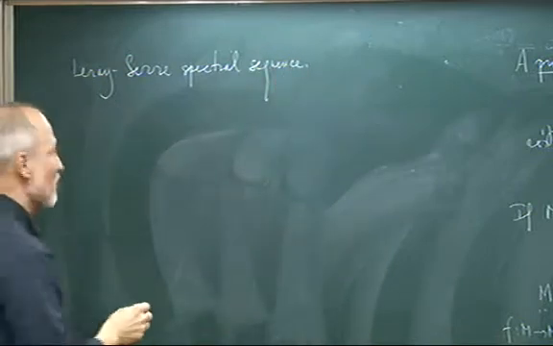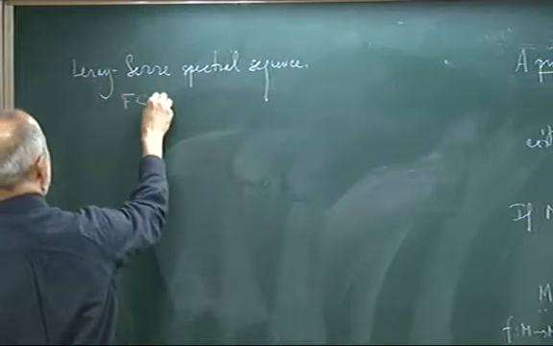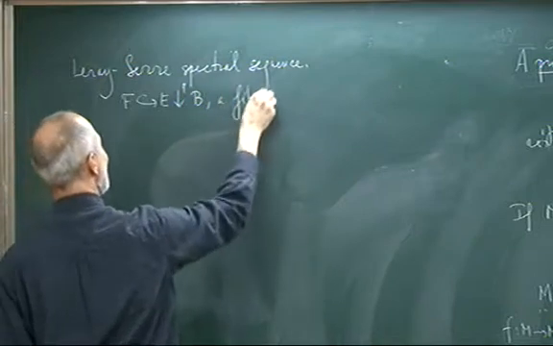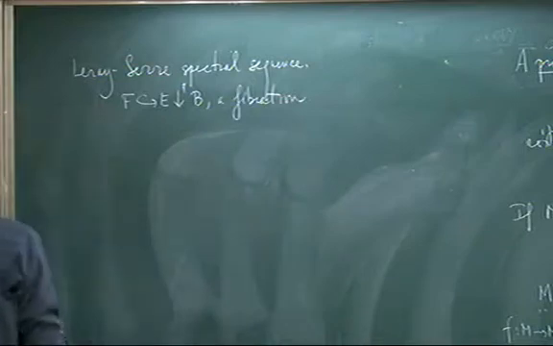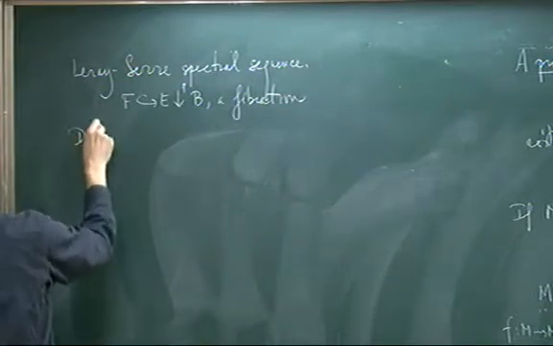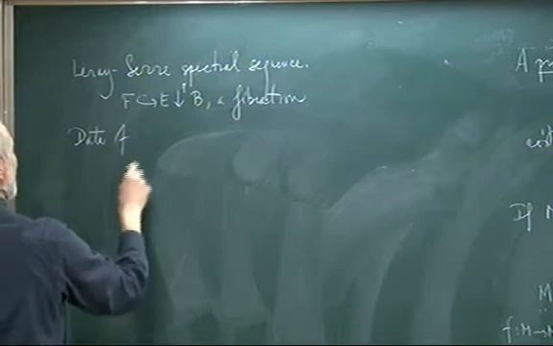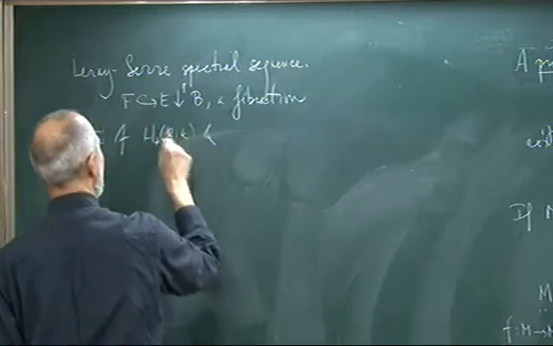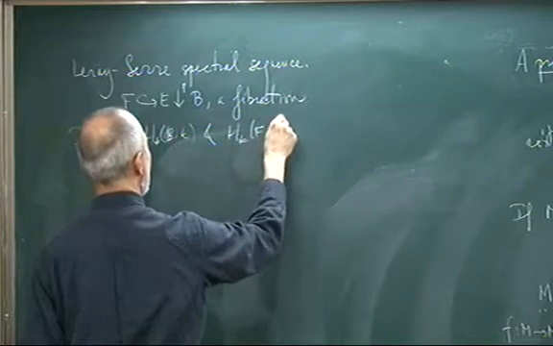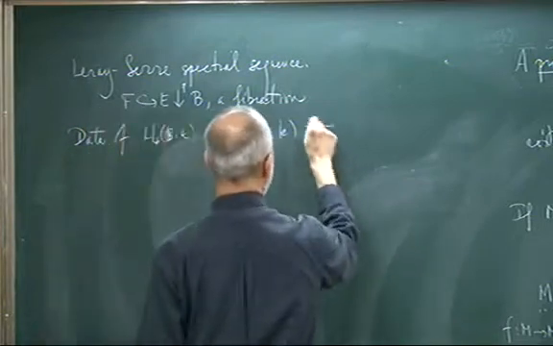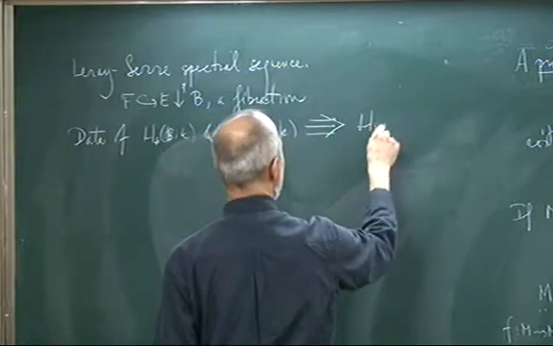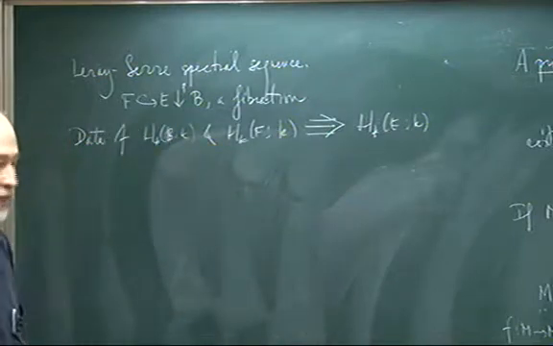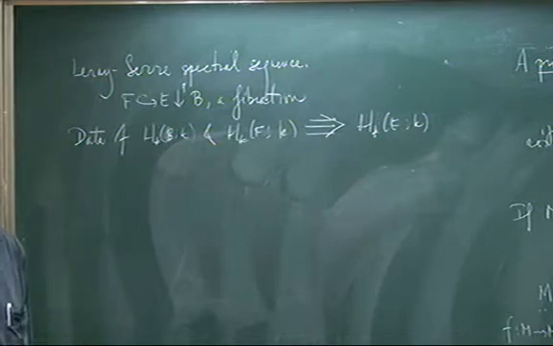And the Leray-Serre spectral sequence begins with a fibration from which we take data of, say, the homology of B and the homology of F, and take that data to put together the homology of E. So in this case, we're going from the base and the fiber to the total space.